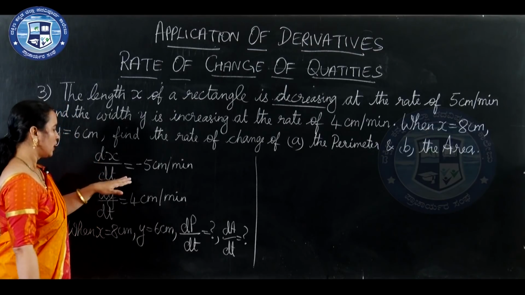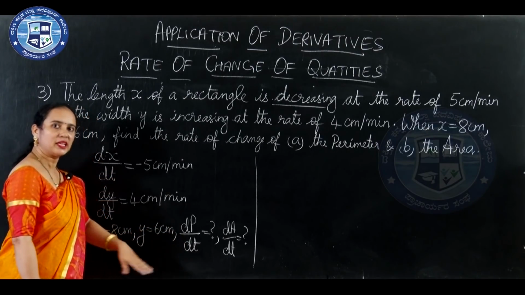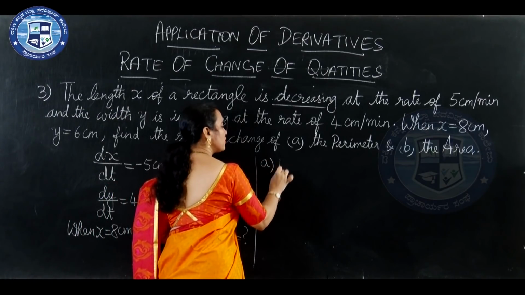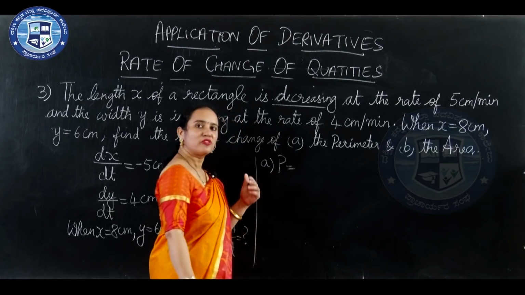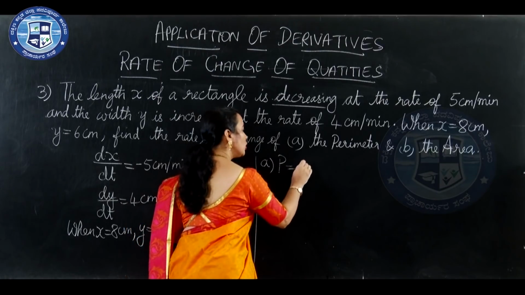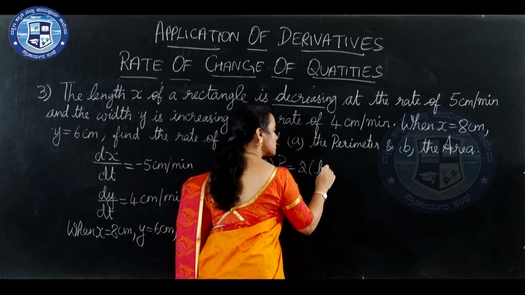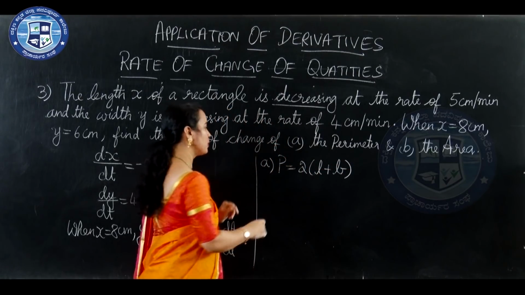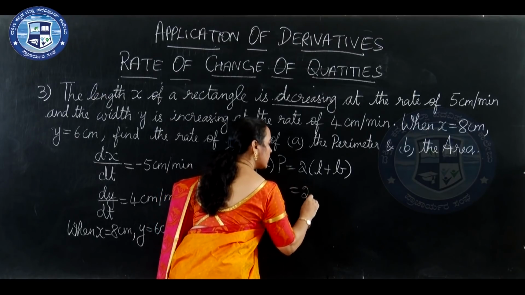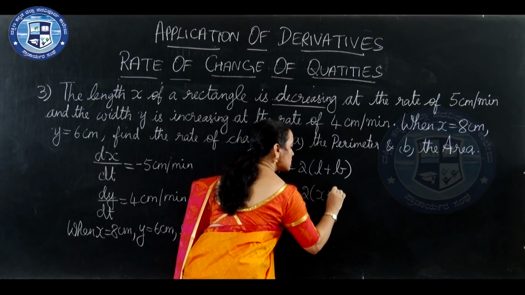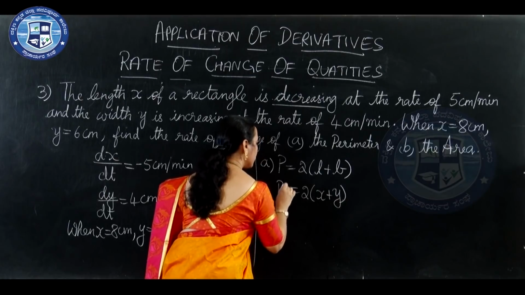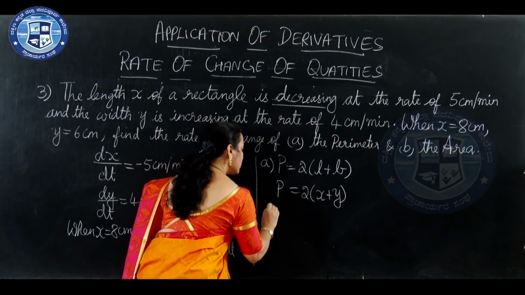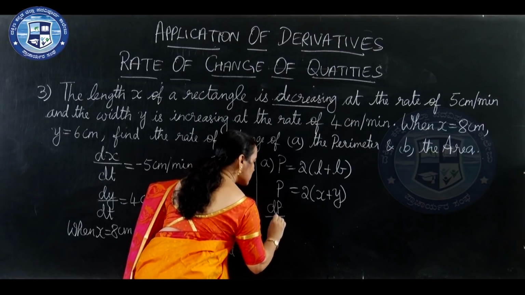Now you have to find dP by dt, change in perimeter. So let us take the perimeter formula. Perimeter of a rectangle will be 2 into L plus B, and here length is x and breadth is y. So we will take it as x plus y. So perimeter will be 2 into x plus y. Differentiate perimeter with respect to time.